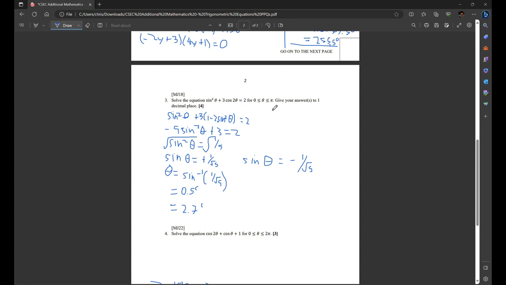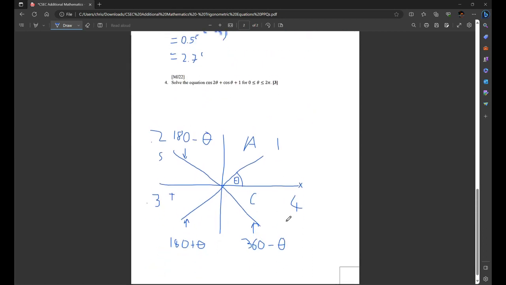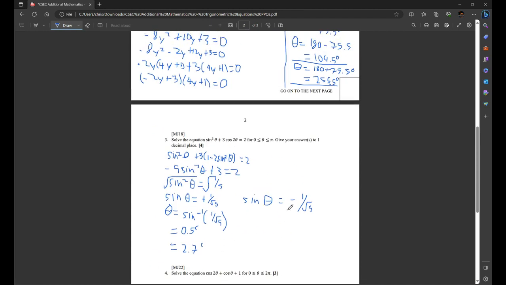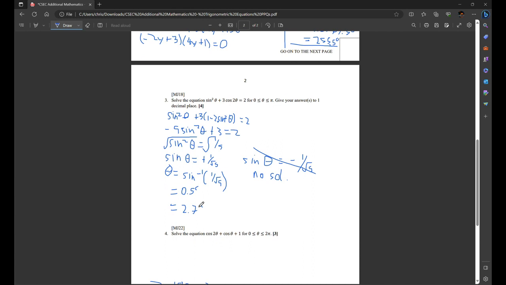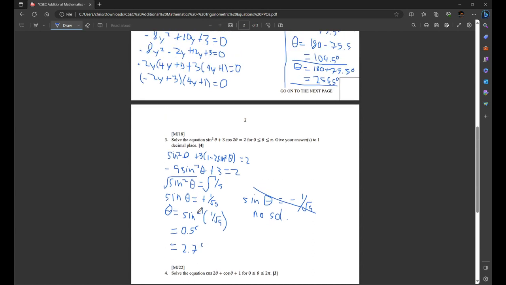But where is sine positive? Sine is positive in the first and second. And where is sine negative? In the third and fourth. And of course, the third and fourth quadrants, if you look back here, are past 180 degrees. Therefore, neither of these angles are going to be within our range, so we can simply say that there is no solution for this. I'm just going to put no solve. So then we have actually finished our question already. So we have 0.5 and 2.7 radians.